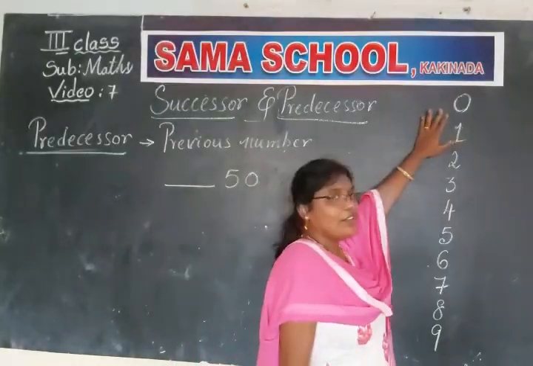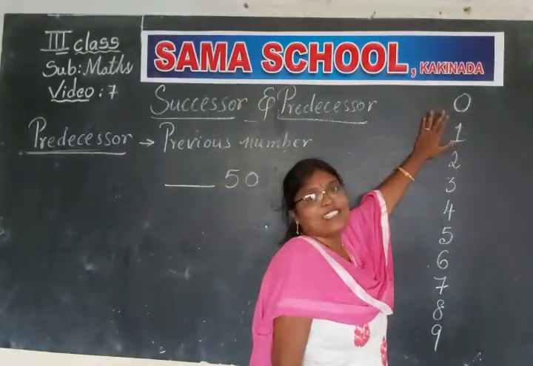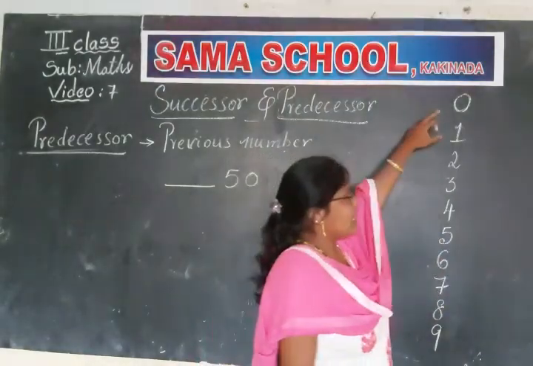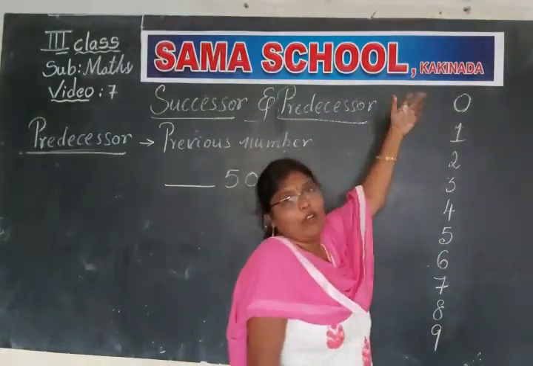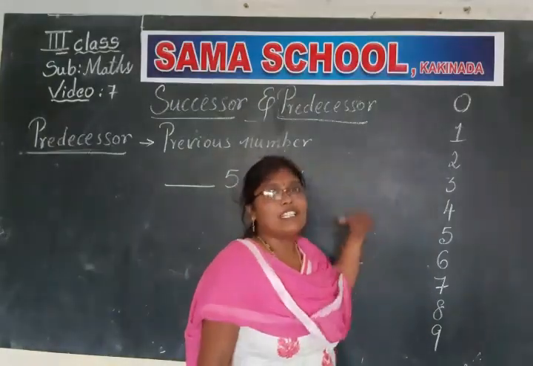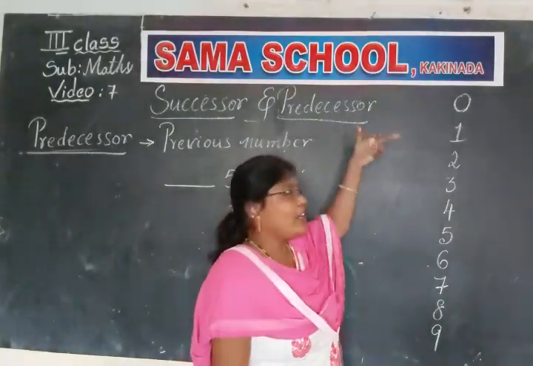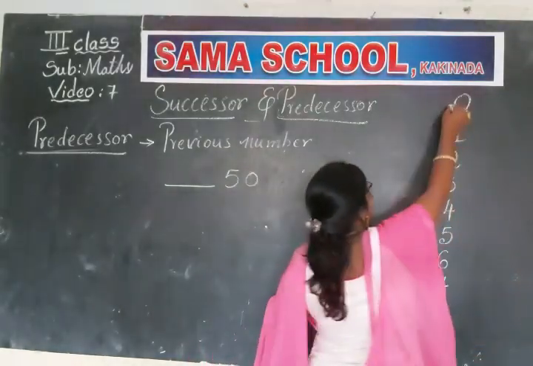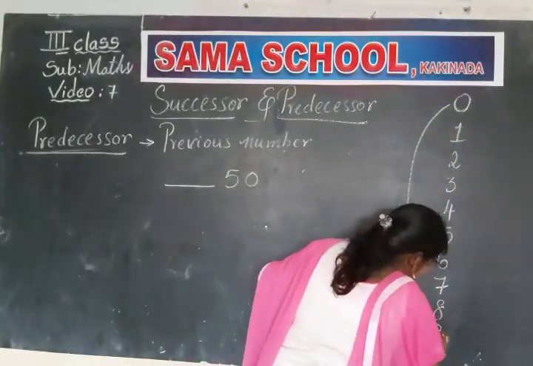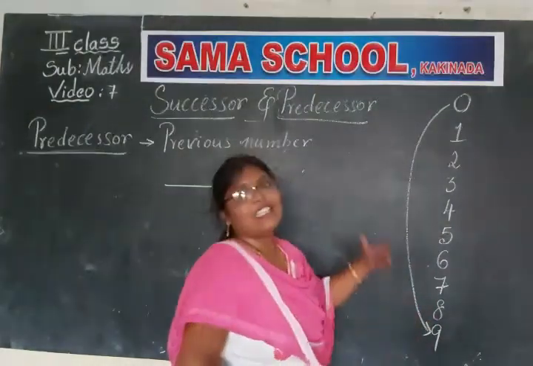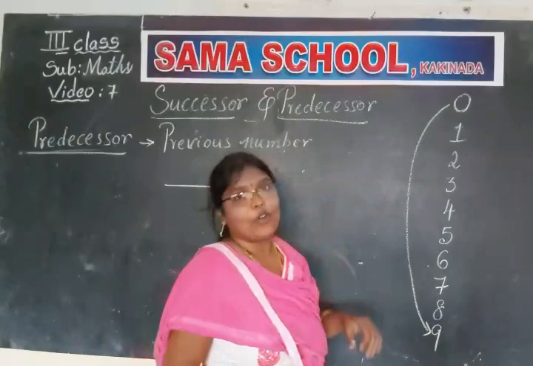Children, we started the digits with 0 and wrote till 9. Can you see any number before 0? No, you can't. So to find the predecessor of 0, you have to come around again. Go back from 0, and what do you get? 9. So 9 is the predecessor of 0.